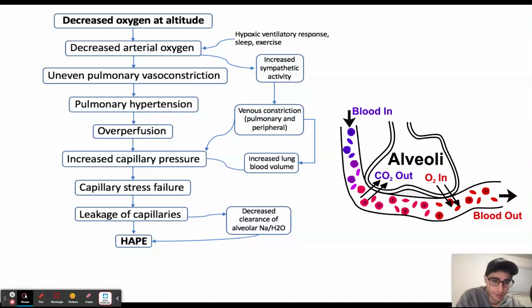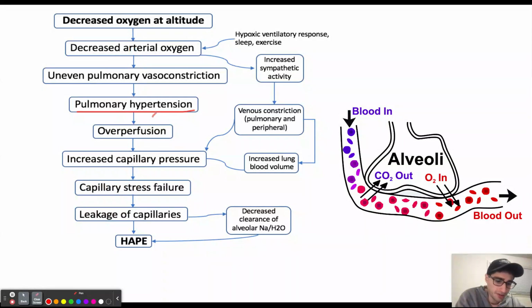Hello everyone, in this video we're going to be discussing high altitude pulmonary edema. At high altitudes, we're going to have lower oxygen levels. As a result, we're going to have decreased arterial oxygen. During hypoxemic states, our pulmonary vasculature is going to constrict, giving us pulmonary hypertension.